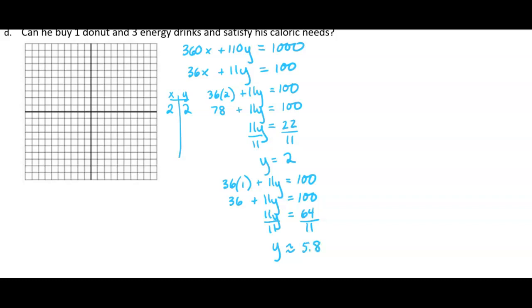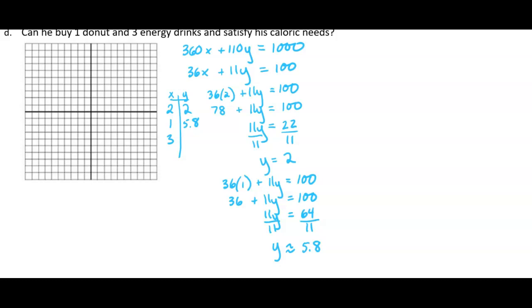Okay, so we put in a 1 for x, and we got 5.8. Now, you can put in a 3 for x. So what's 3 times 36? Oh, that's too big, isn't it? Okay, you can't have 3 donuts. All right, so that's going to be too big. Well, you can put it in, though.